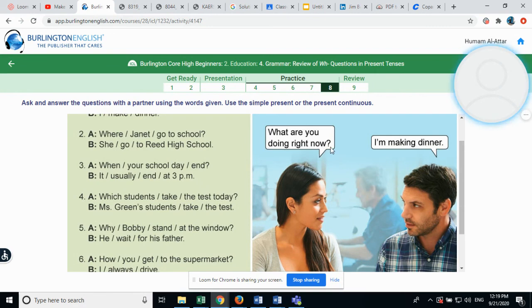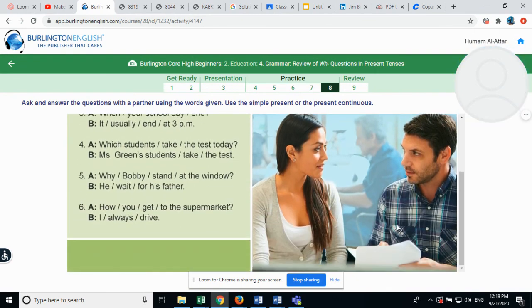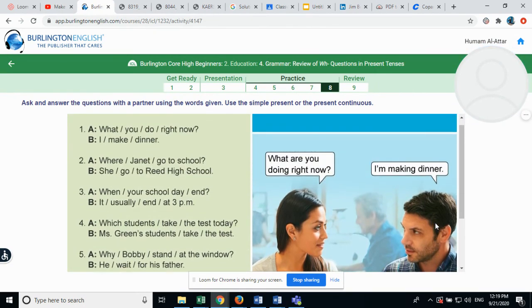What are you doing right now? I'm making dinner. I'm making dinner. Well, obviously he's not making dinner, but well, what are you doing right now? I'm making dinner. Okay?